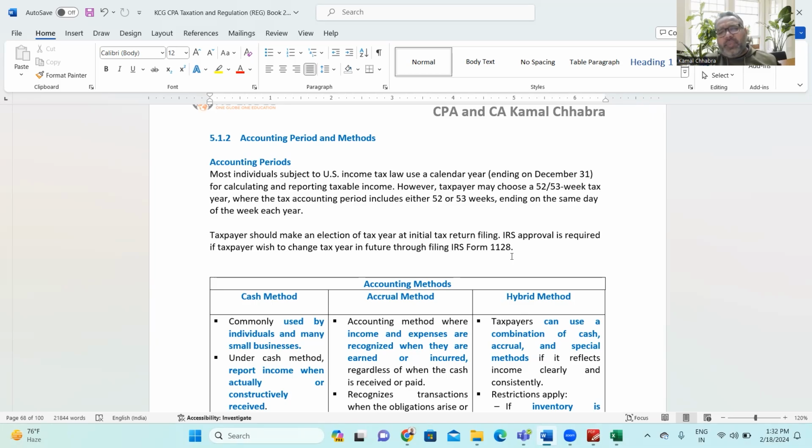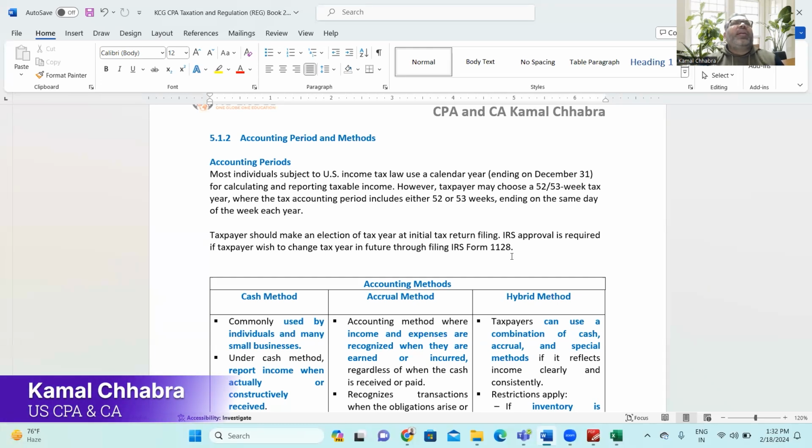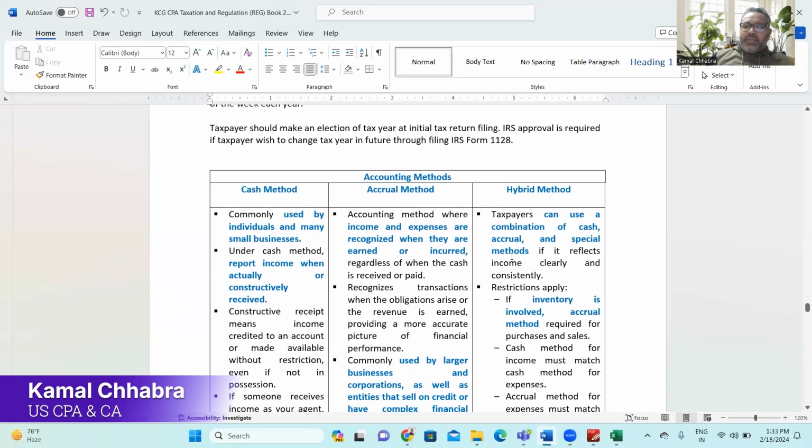Apple also follows 52 weeks a year. So there are many companies in the US who follow 52 weeks or 53 weeks a year, instead of January to December. And there are many companies like Amazon, they follow October to September as their tax period also. So that is also permissible. So again, the point is that at the inception, when you are filing your first tax return, you should consider what is your tax year and you should be consistent with that. But if you are making any change, you have to file Form 1128. Right? So far, so good?